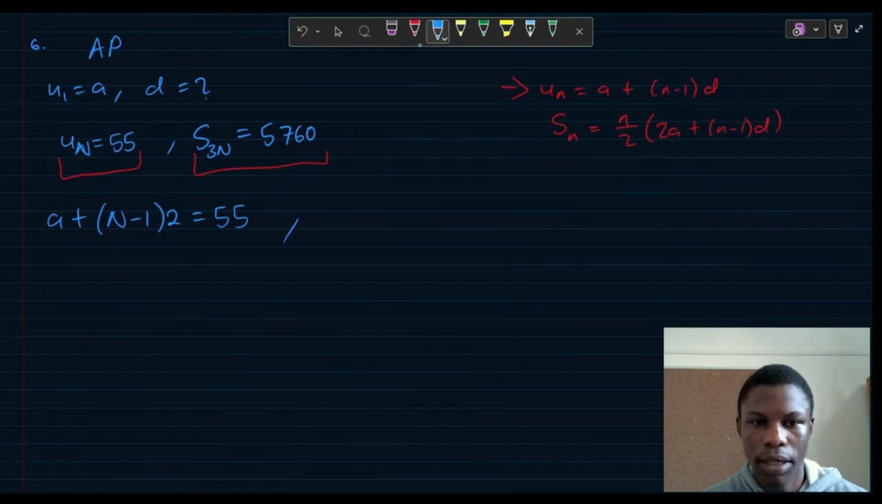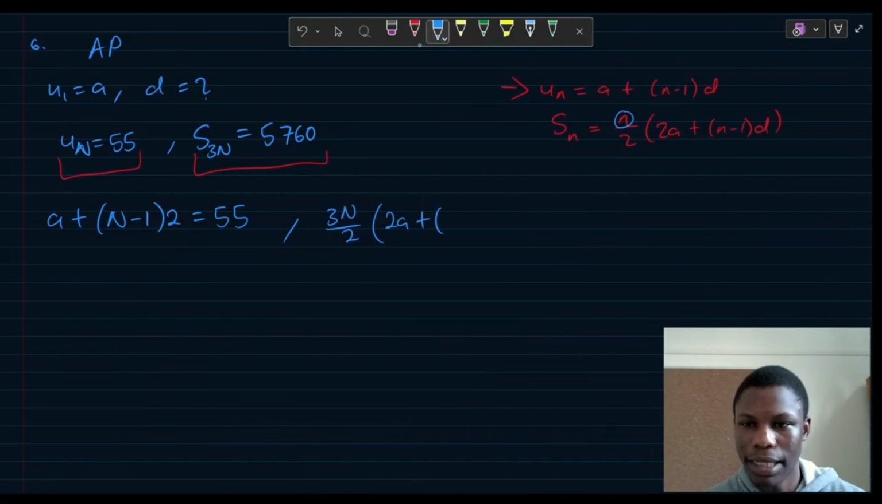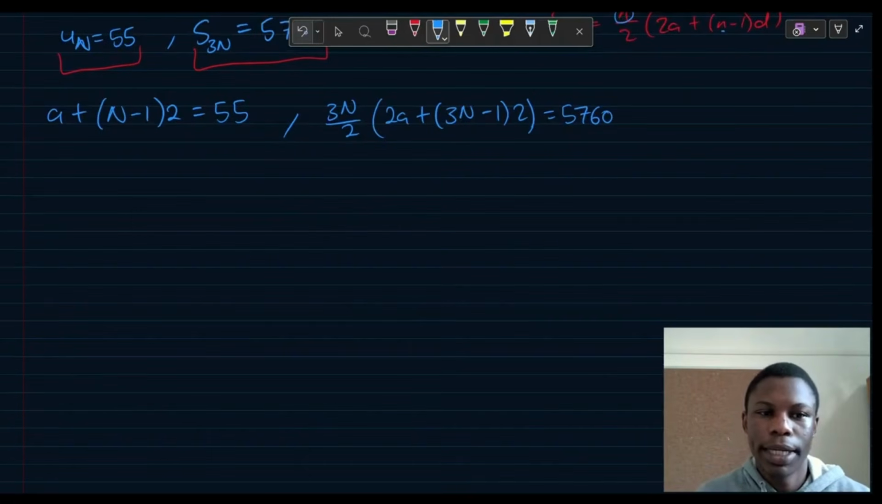And we know that this is equal to 55. Right? And then the sum of the first 3n terms. So that's going to be 3n, because our n is 3n, over 2 multiplied by 2a plus (3n minus 1) times d, which is 2. And we know that this is equal to 5760. Let's make a the subject of the formula in this first equation.